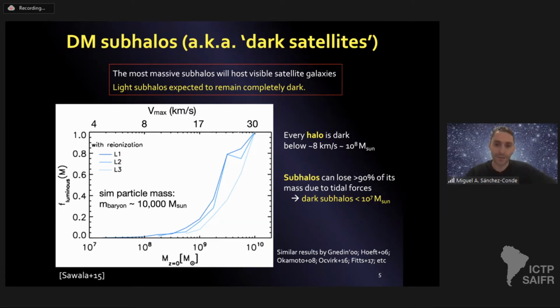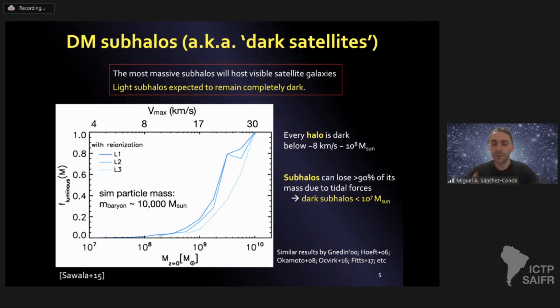What you can see, for instance, is that anything above 10 to the 10 solar masses should be visible to us, while this fraction of luminous stuff decreases as you go down and down in masses, and below 10 to the 8 solar masses or so, you wouldn't expect the halos to shine at all, again because they wouldn't be massive enough. There are also a few other mechanisms, but this is in principle the main idea of what we expect in lambda CDM too.